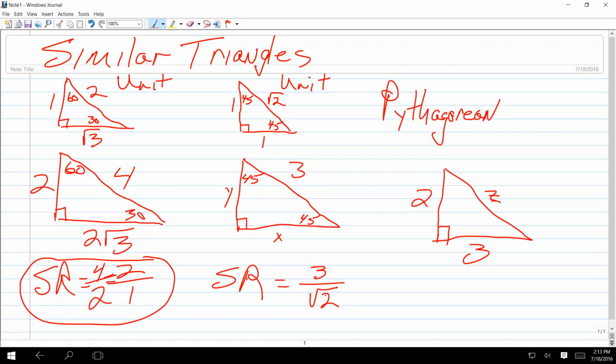It's merely the length of the larger triangle, the same side, the hypotenuse, divided by the length of my unit triangle. That's all it ever is. Okay? But now, once you get that similarity ratio, you can figure out the other two sides. What's y? Y would be, let's see, you're going to multiply the similarity ratio by this number right there.